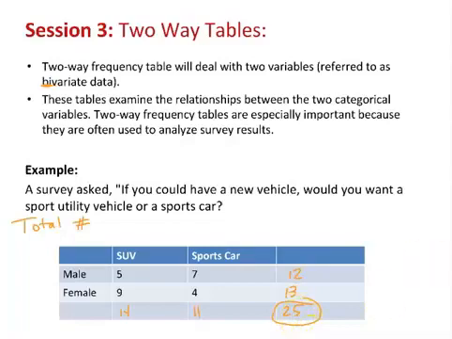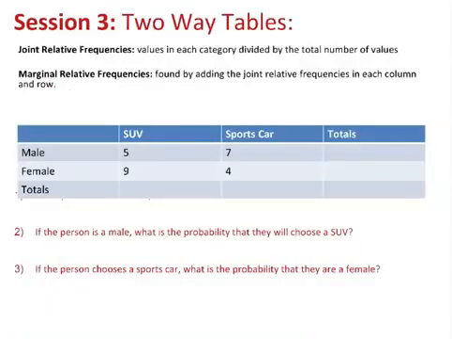I'm going to go on to the next slide where we're going to look at this table a little bit more in depth and talk about different types of frequencies we can look at. So when we give in two-way tables, one thing that we can calculate is the joint relative frequencies. The joint relative frequencies are the values in each category divided by the total number of values. So remember, the total number of values we just found is 25.